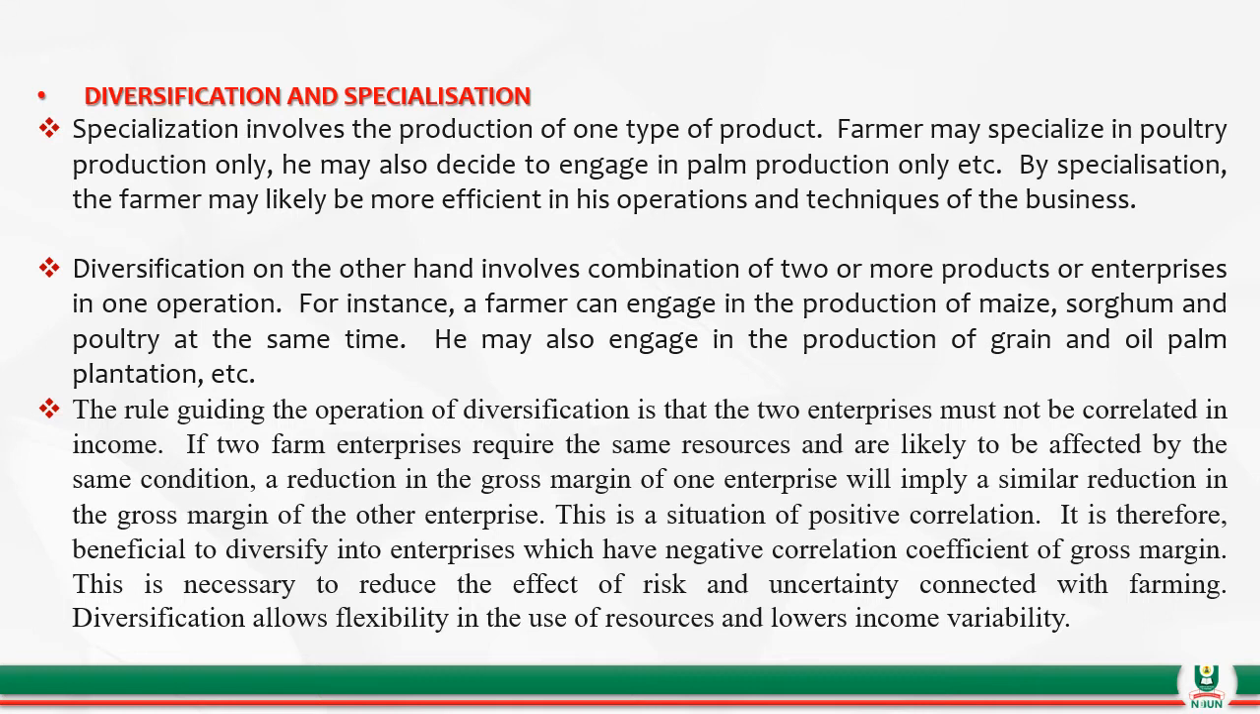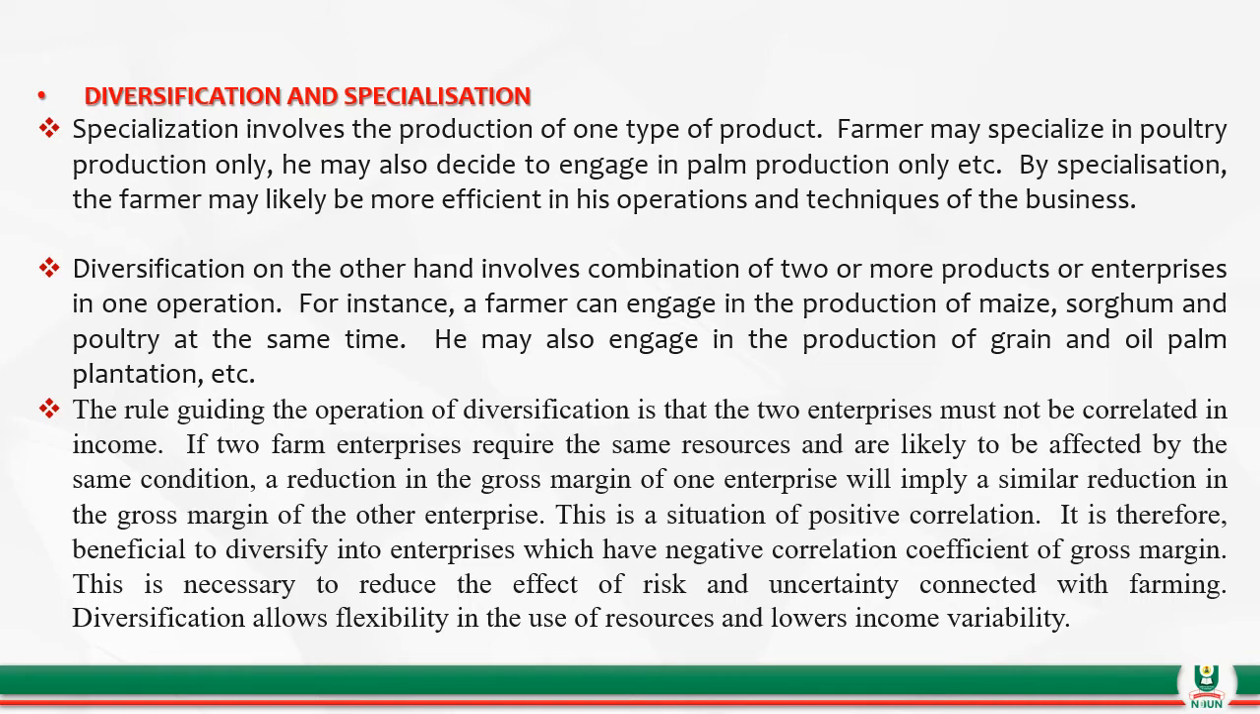So it is therefore beneficial to diversify into enterprises which have negative correlation. They don't require the same resources for production. Negative correlation of gross margin. So this is necessary to reduce the effect of risk and uncertainty connected with farming. So diversification allows flexibility in the use of resources and lower income variability.